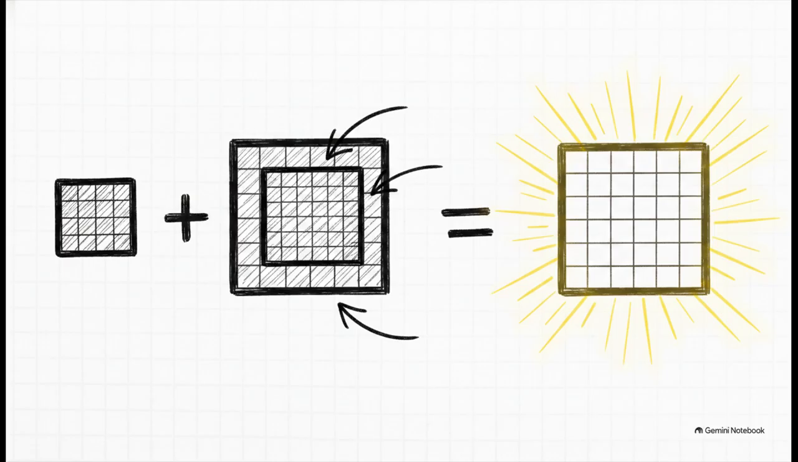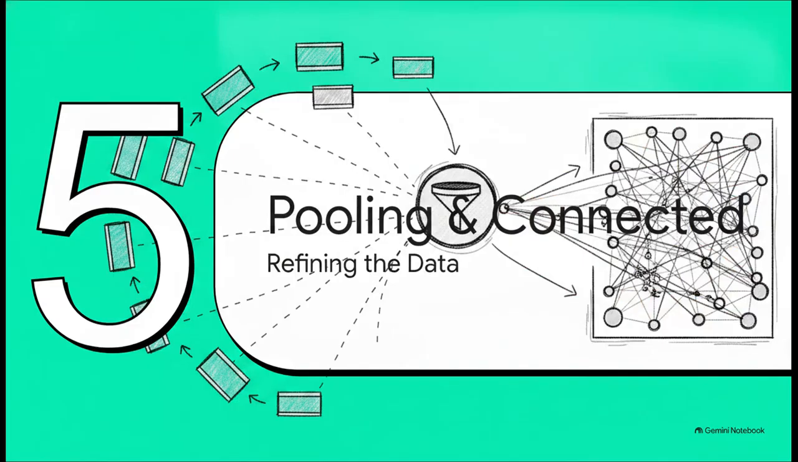So, the feature map is just the output of the convolution layer. It's literally a map highlighting all the specific features that filter was looking for. Now we need to clean up that data in Section 5, pooling and fully connected layers.